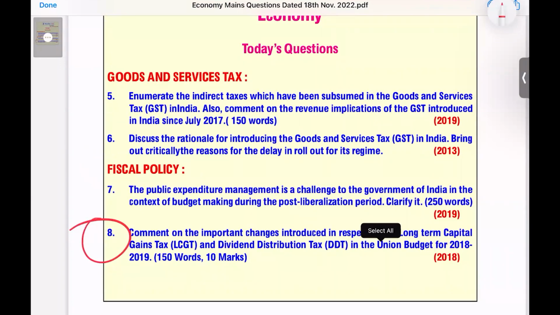So just the 6th question: discuss the rationale for introducing GST in India. Bring out critically the reasons for delay. The rationale for introducing it, we all know, is to simplify and to modify the complicated indirect taxation system. What were the reasons for delay? Anyone?